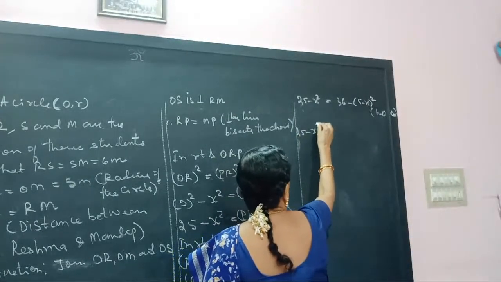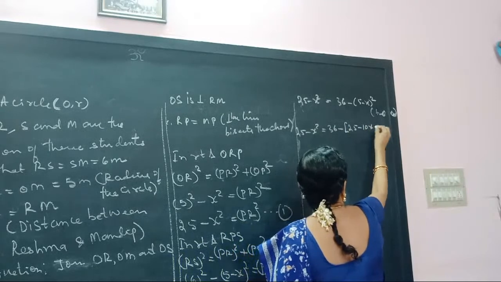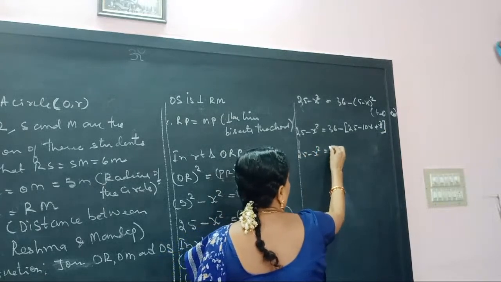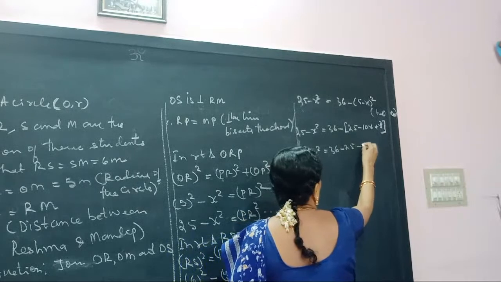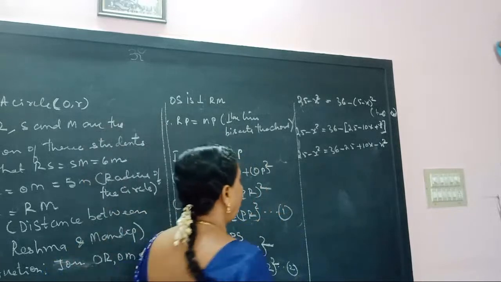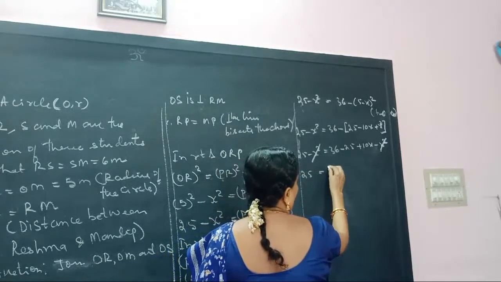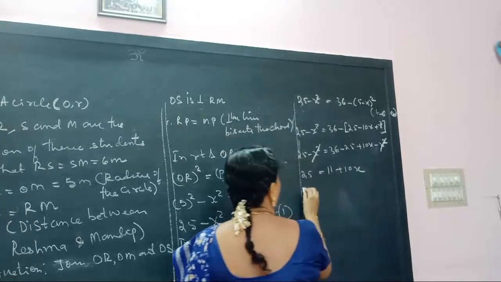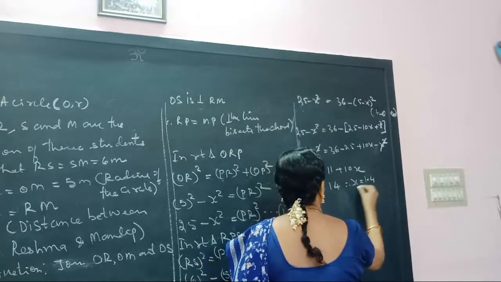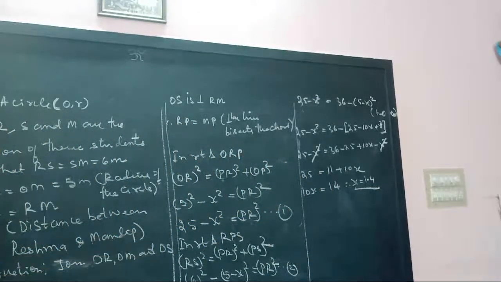25 minus x square equals 36 minus, expanding a minus b whole square as a square minus 2ab plus b square, 25 minus x square equals 36 minus 25 plus 10x minus x square. Expanded. Now minus x square cancels. 25 equals 11 plus 10x. 10x equals 14. Therefore, x equals 1.4. So, now we have the x value. Substitute into equation 1.